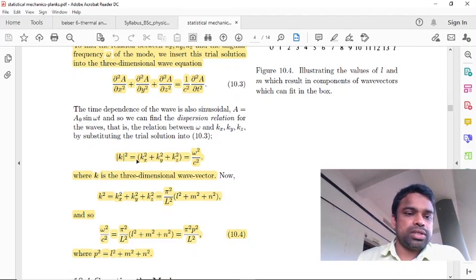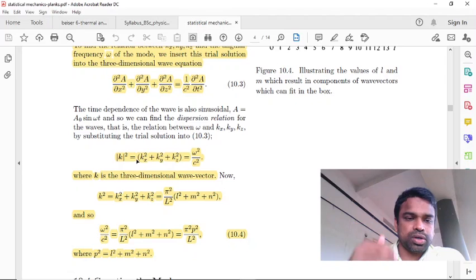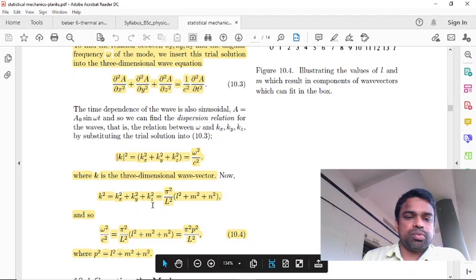k is a vector quantity. So modulus k square is equal to kx square plus ky square plus kz square, which is equal to omega square by c square. Here k is a three-dimensional wave vector. Now k square is equal to kx square plus ky square plus kz square.